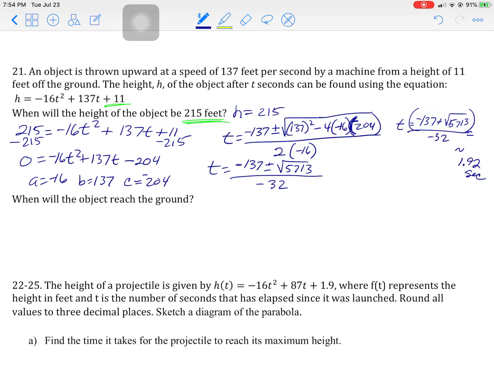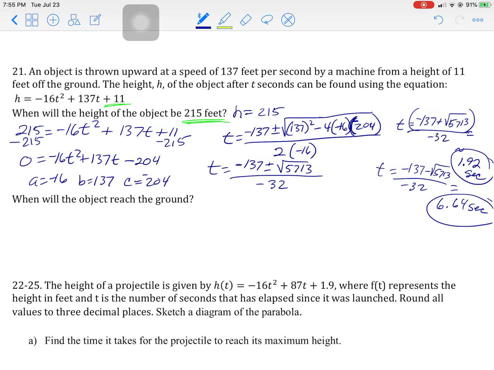It's a projectile. If it shoots out at 11 feet, it is definitely going up to some large number, and 215 is where it's going to pass. And if you have another one, negative 137 minus the square root of 5713 over negative 32, this one comes out to 6.64 seconds. So this one's going up, and this is where it's coming back down. Okay, if you get 2 positive numbers, you need both of them for the answers.